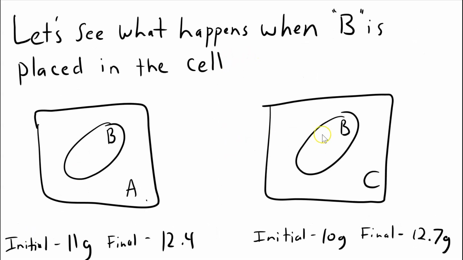Here are the B cell experiments. Here B cells are put into A solution. Here a B cell is put into C solution. In this particular experiment with B inside and A outside, the initial mass was 11 grams and the final is 12.4. Here, the cell containing B put into solution C, the initial mass was 10 grams and the final is 12.7.